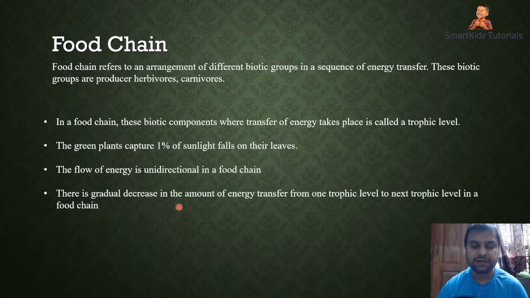There is a gradual decrease in the amount of energy transferred from one trophic level to the next trophic level in a food chain, and that's what I was talking about. The trophic level we are talking about here is with respect to the consumption of an organism lower down the food chain by an organism that is higher up the food chain, and that refers to a trophic level. We'll see what it is.